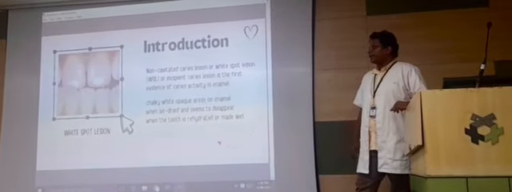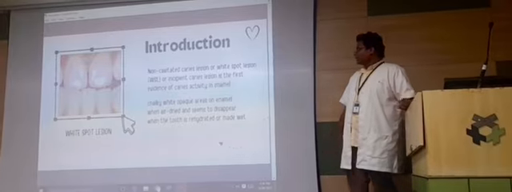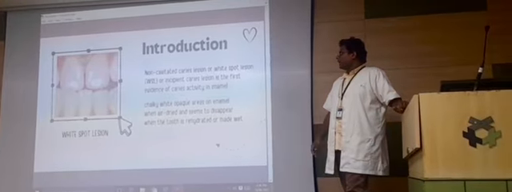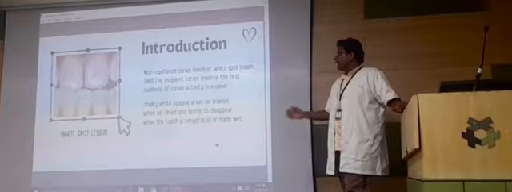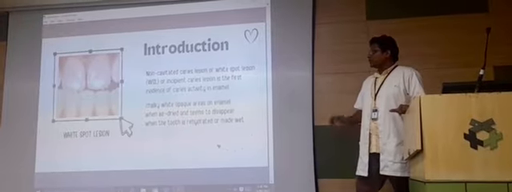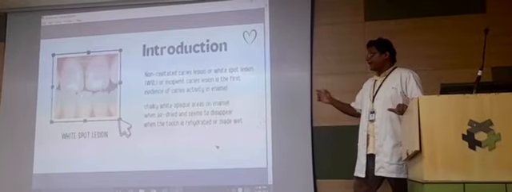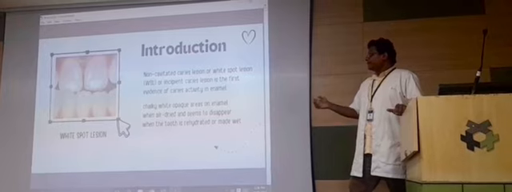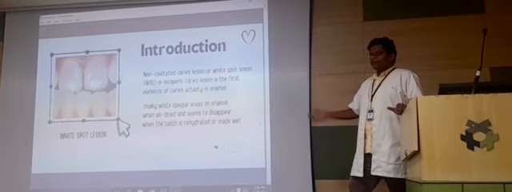Coming to the introduction, non-cavitated caries lesion or white spot lesion or incipient caries lesion is the first evidence of caries activity in the enamel. It appears as chalky white opaque areas on enamel when air dried, but it seems to disappear when the tooth is rehydrated or made wet.